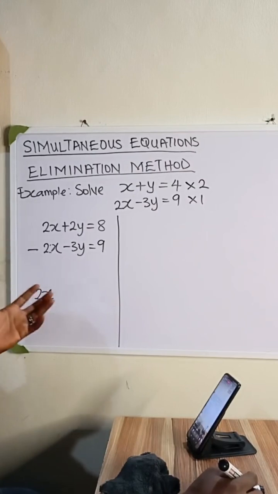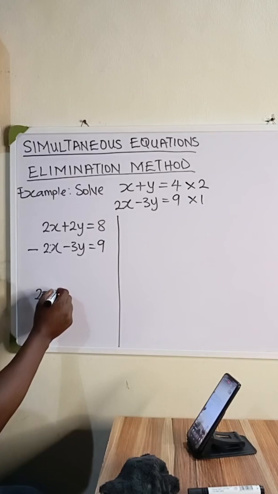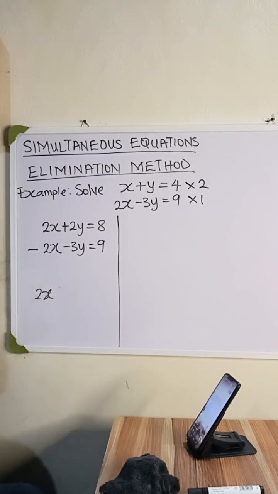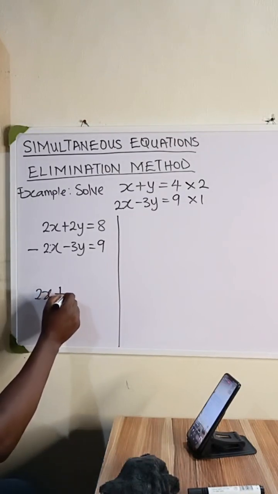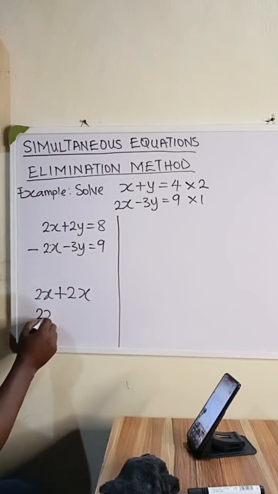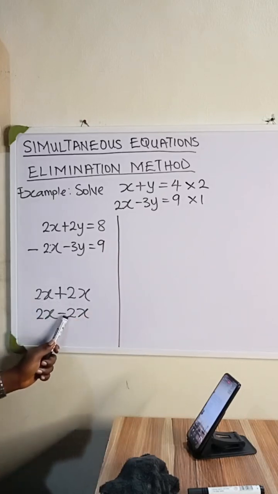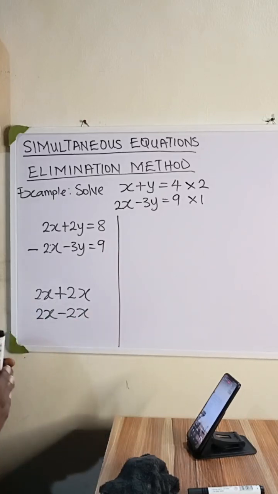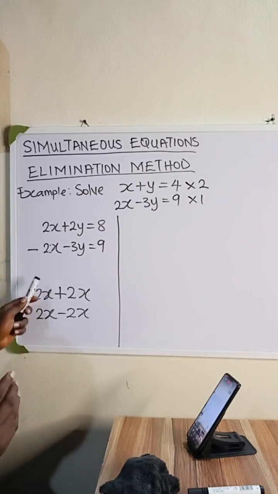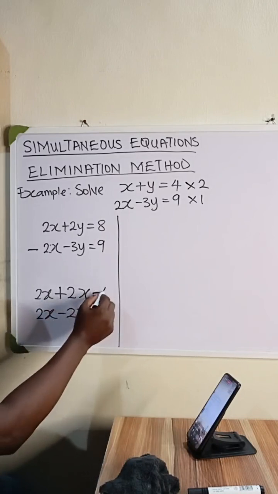Okay, so we are trying to see if we are going to add or subtract. So what we are going to do, we are going to write 2x plus 2x, or is it going to be 2x minus 2x? So are we going to add or are we going to subtract? We want to see which of them is going to give us 0. Which of these two combinations is going to give us 0? If we have 2x plus 2x, we are going to have 4x.